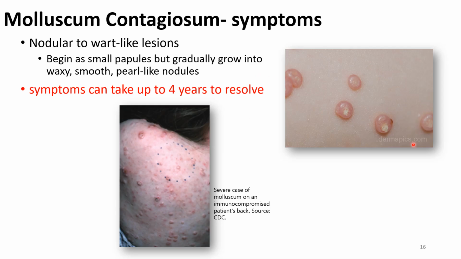So here again, I'm showing you the symptoms of molluscum contagiosum. You see here this typical rash. They look wart-like, pearl in shape, with a bump that has a dimple in the center. Okay, so the rash begins with small papules, just like with smallpox, but instead of becoming vesicles, they grow gradually into waxy smooth pearl-like nodules. Okay, now the symptoms can take a very long time to resolve, up to 4 years.